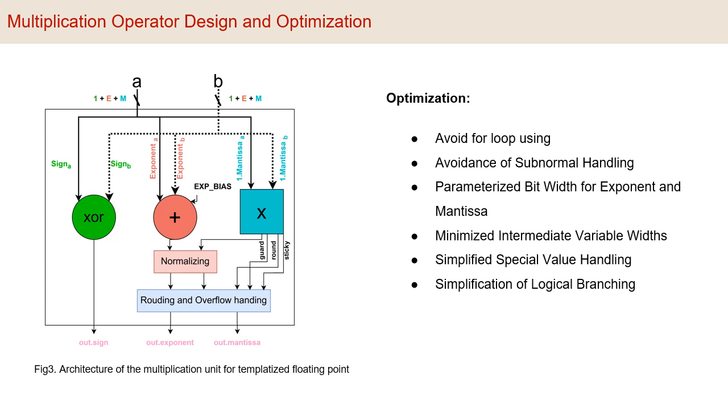This multiplication unit is optimized for performance and efficiency. The use of loops is avoided to enhance hardware efficiency. The subnormal number handling is removed to reduce complexity. The bit widths are also parameterized, and the width of the intermediate variables is minimized.